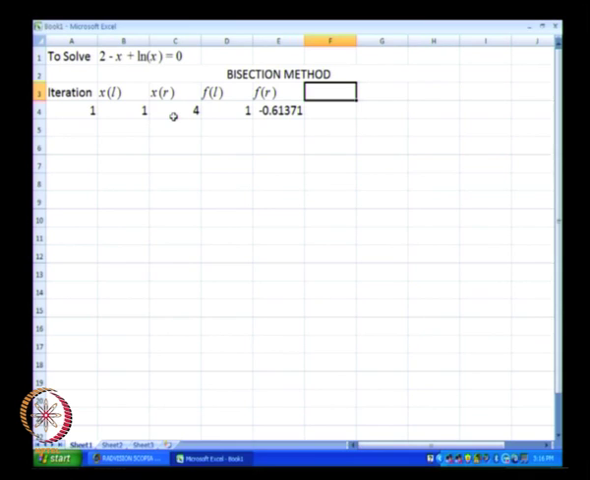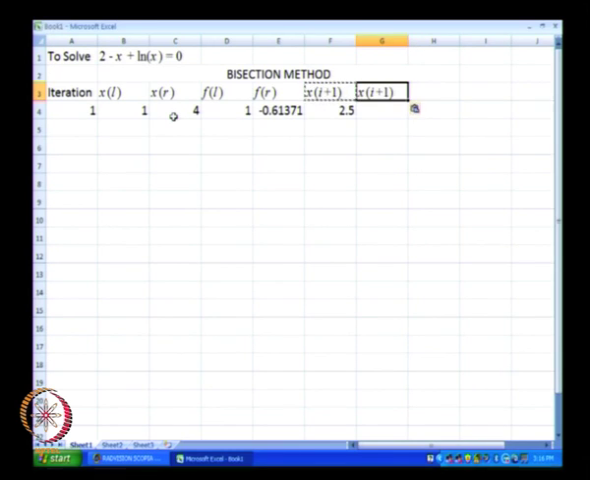Next what we need to do is to compute x of I plus 1, and the way we will compute x of I plus 1 is, let us first write the heading x of I plus 1. And x of I plus 1 is nothing but x of L plus x of r divided by 2. So, x of I plus 1 is nothing but the average of x of L and x of r.